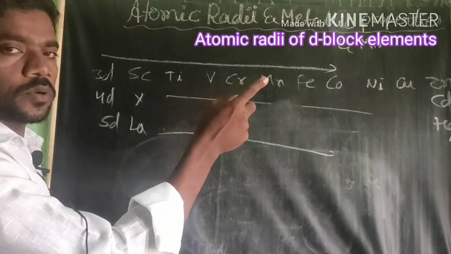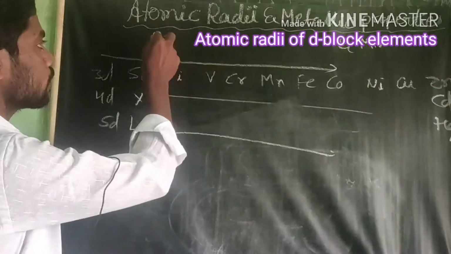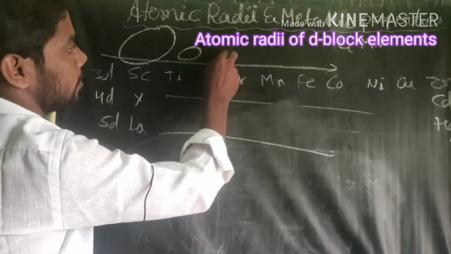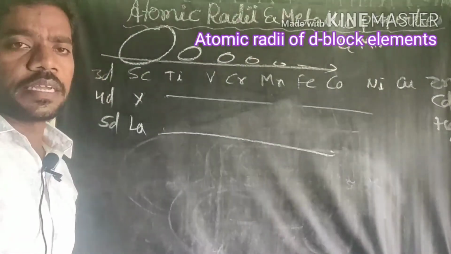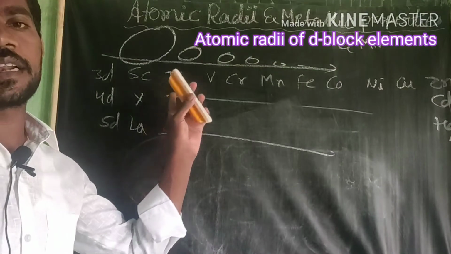Therefore, from scandium to zinc, what happens? This is a larger size. Next, the size of the element will decrease. The size of the element will decrease continuously, because the electrons enter into the same shell.